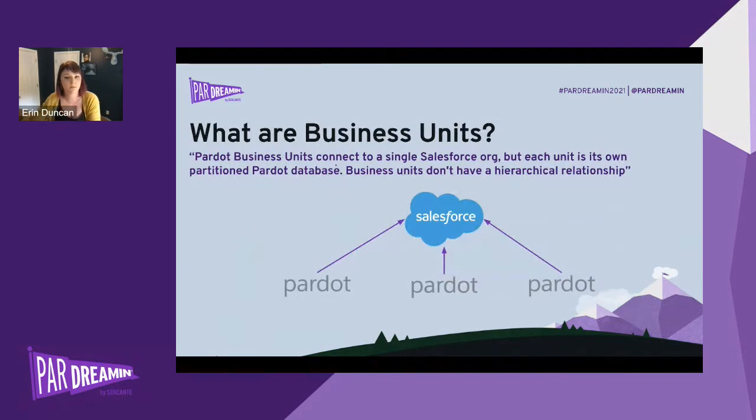So let's start with what are business units. Pardot business units are essentially their own Pardot orgs that are connected through the same Salesforce org. So they're partitioned Pardot databases. They do not have any connection with each other, and especially not a hierarchical relationship. They're only connected by the Salesforce instance that they all share.